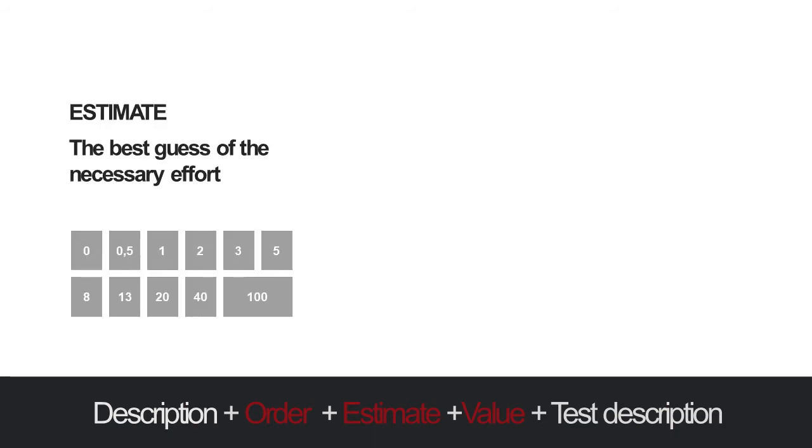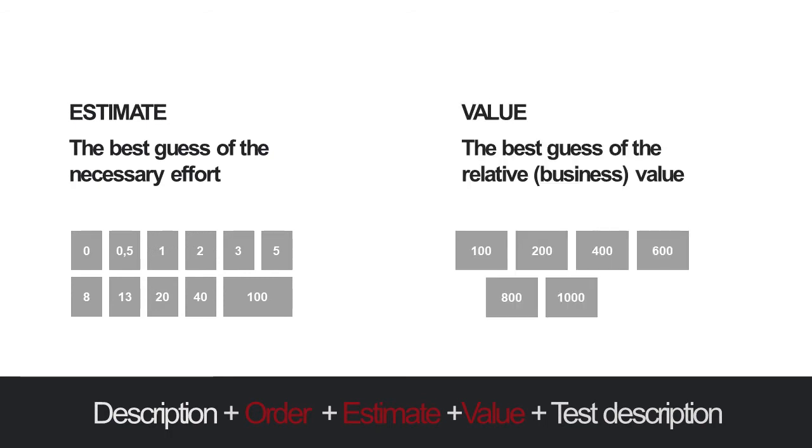An estimate is the best guess of the effort necessary to carry out a given task. It is still just the best guess. It's not really a commitment, so there is always some uncertainty. A typical tool to make estimates in Scrum is planning poker.